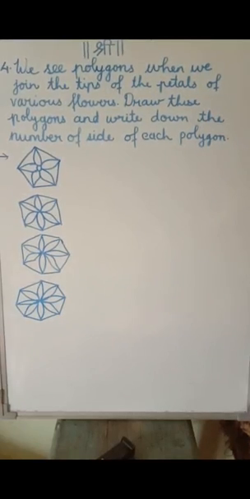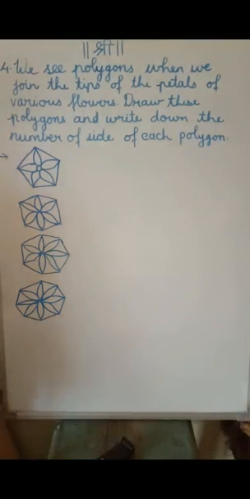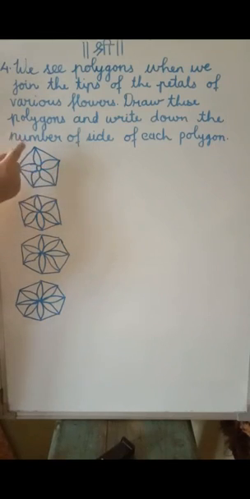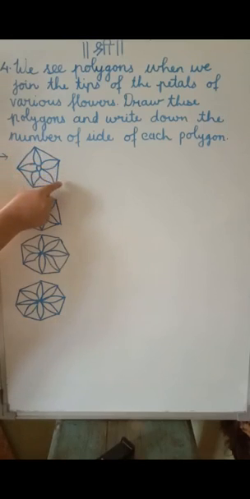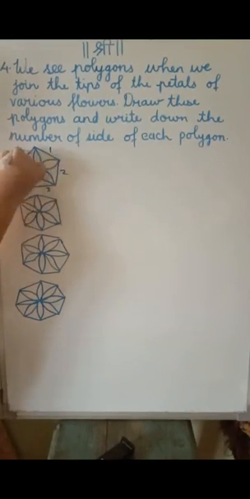Question 4. We see polygons when we join the tips of the petals of various flowers. Draw these polygons and write the number of sides of each polygon. So here I have drawn different flowers with different numbers of petals. If you see here, we are having 5 petals: 1, 2, 3, 4, 5. And when we join the tips, we got 5 sides. See, 1, 2, 3, 4 and 5.